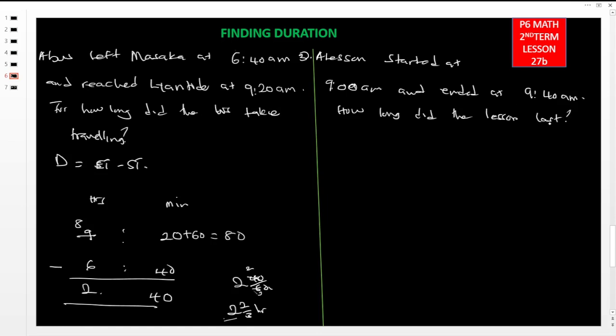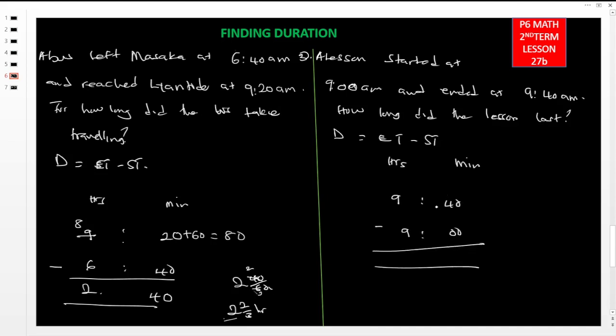Automatically you've gotten that one. Okay, so the duration is equal to ending time minus the starting time. So we have hours and our minutes. So what are we having here? Hours, we have 9:40. We take away 9:00, right? So 40 take away 0, we remain with our 40. 9 take away 9, so it lasted for 40 minutes.